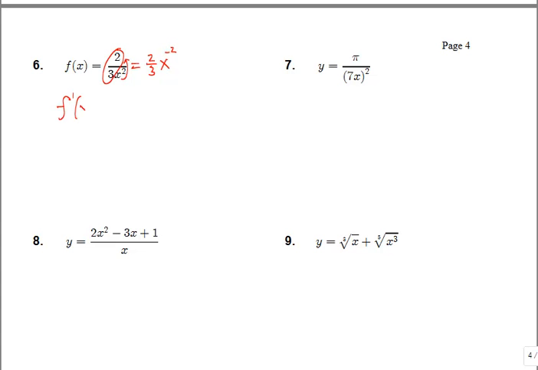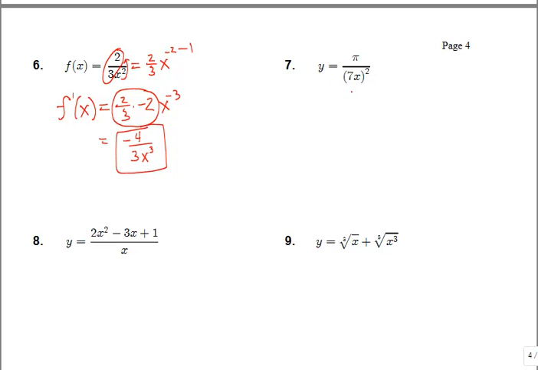So f prime of x will be the constant multiplier stays put, and then the derivative of x to a power is to bring that power down, so bring down the negative 2, and then we subtract 1 from the power. So when I subtract 1, negative 2 minus 1 gives me a negative 3. Now I would, again, strongly recommend that you clean this up a little bit. So 2/3 times negative 2 would be negative 4/3, and then I'm going to take that x to the negative 3 and move it back down to the denominator by making the power positive. So my derivative function is negative 4 over 3x cubed.